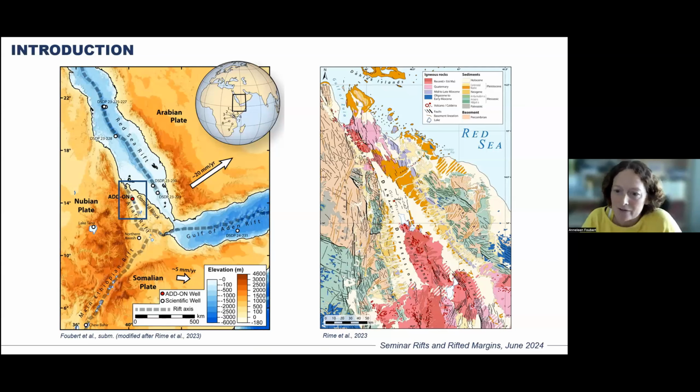In the Afar, rifting started more or less since Oligocene, Miocene times, and you have the action of three rift zones, the Red Sea Rift, the Gulf of Aden Rift, and the main Ethiopian Rift. The situation at small scale is a bit more complex, and more recently we have defined the Afar Rift to highlight this complex situation.